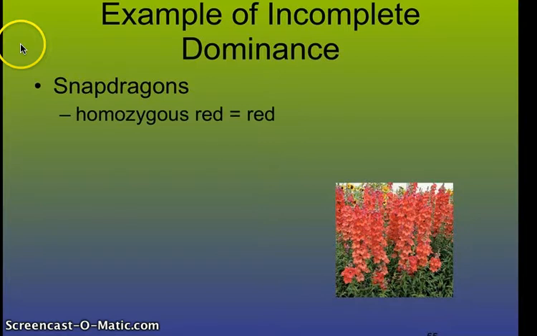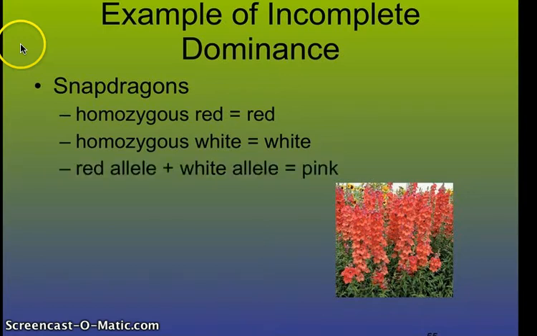And the first genotype shouldn't surprise you. If you have homozygous red, remember you have 2 alleles for every gene. So if you have red, the flower ends up being red. No surprise. Same thing if you're homozygous white. If you have 2 white alleles, you end up being a white flower. But in incomplete dominance, instead of one of the colors winning, if they're mixed together, if you have a red allele and a white allele, the flower ends up being pink. So the flowers and all that stalk would be pink.